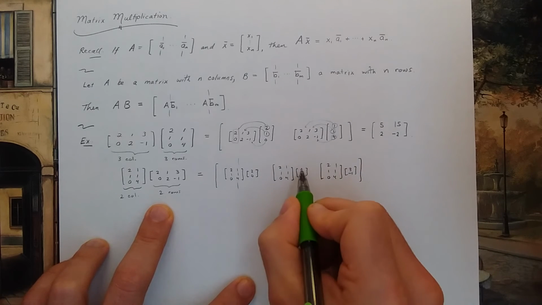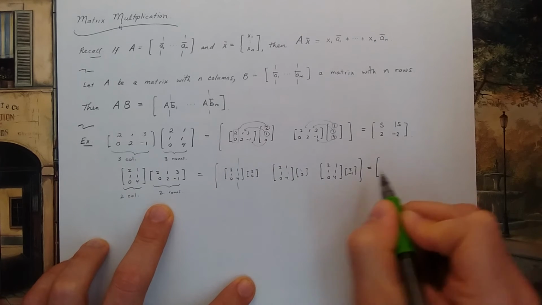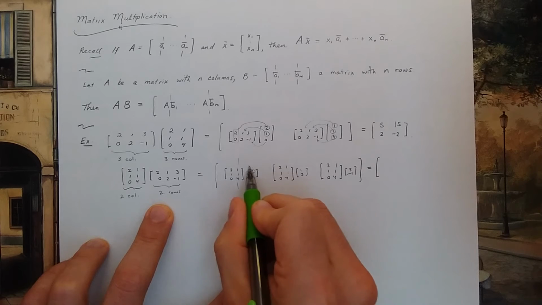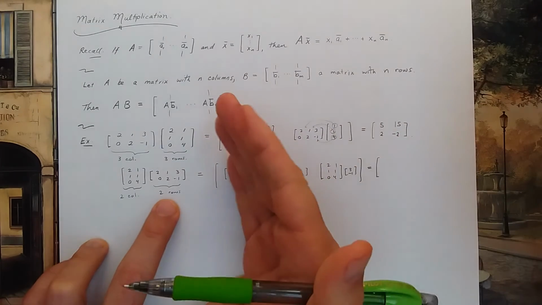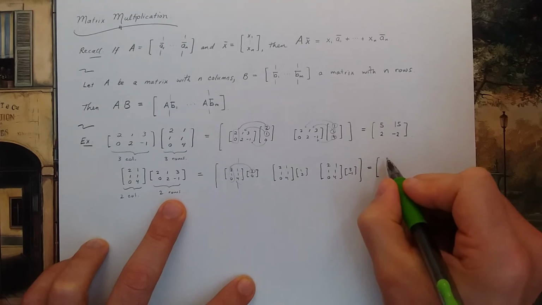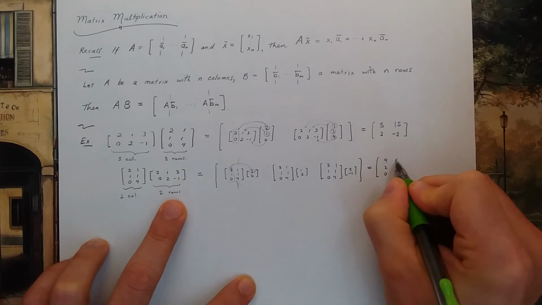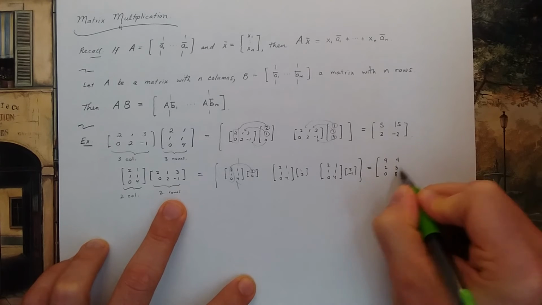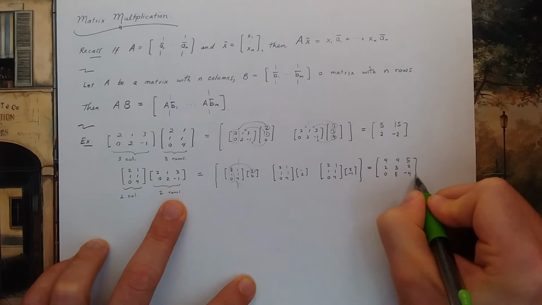Hopefully by now you're catching on to how you do the matrix multiplication. So if I do a matrix times a vector, I'm going to do 2 times this first column plus 0 times the second column. That clearly just gives me 2 times the first column, so I get 4, 2, 0. You could do the other operations. I believe you get 4, 3, 8, and then 5, 2, negative 4.